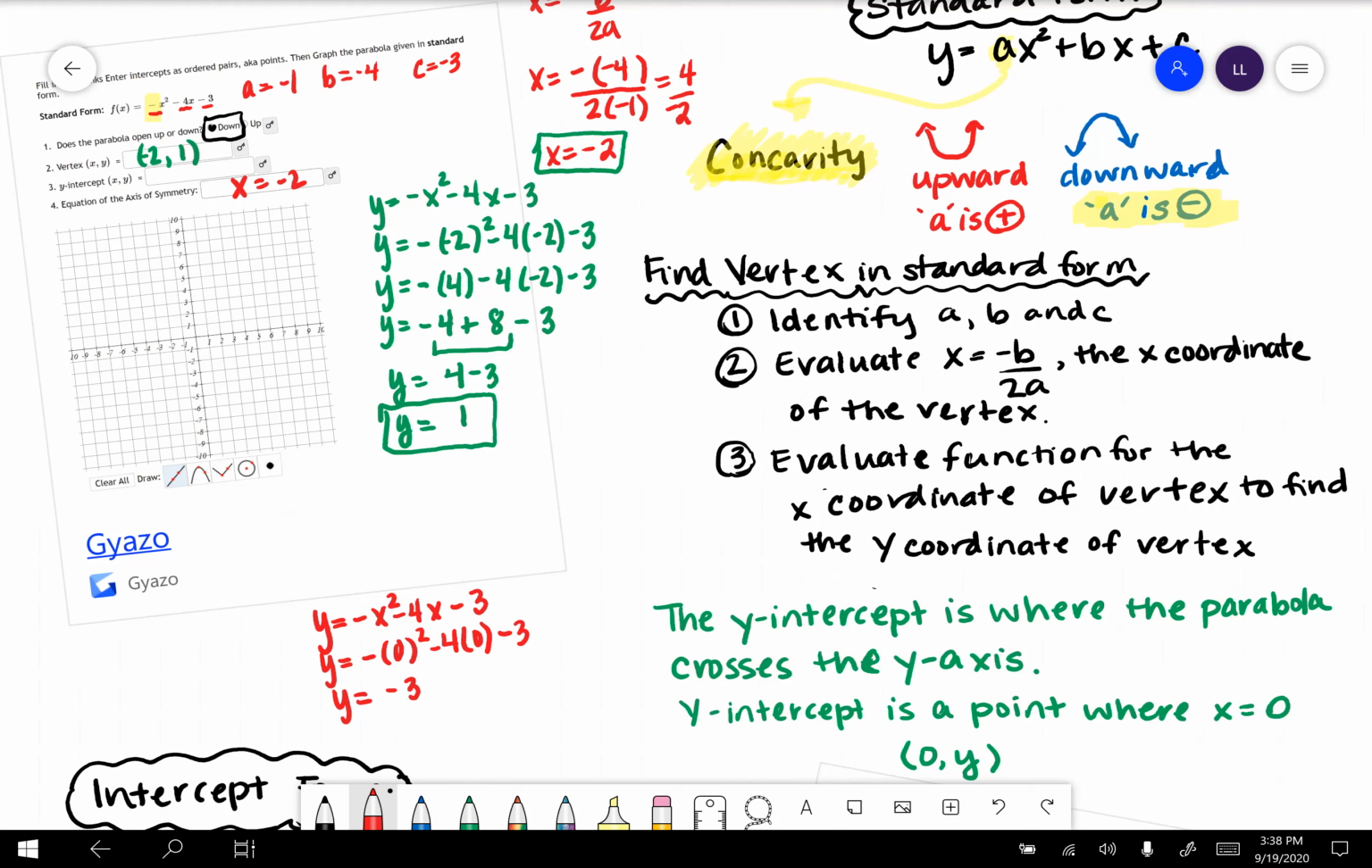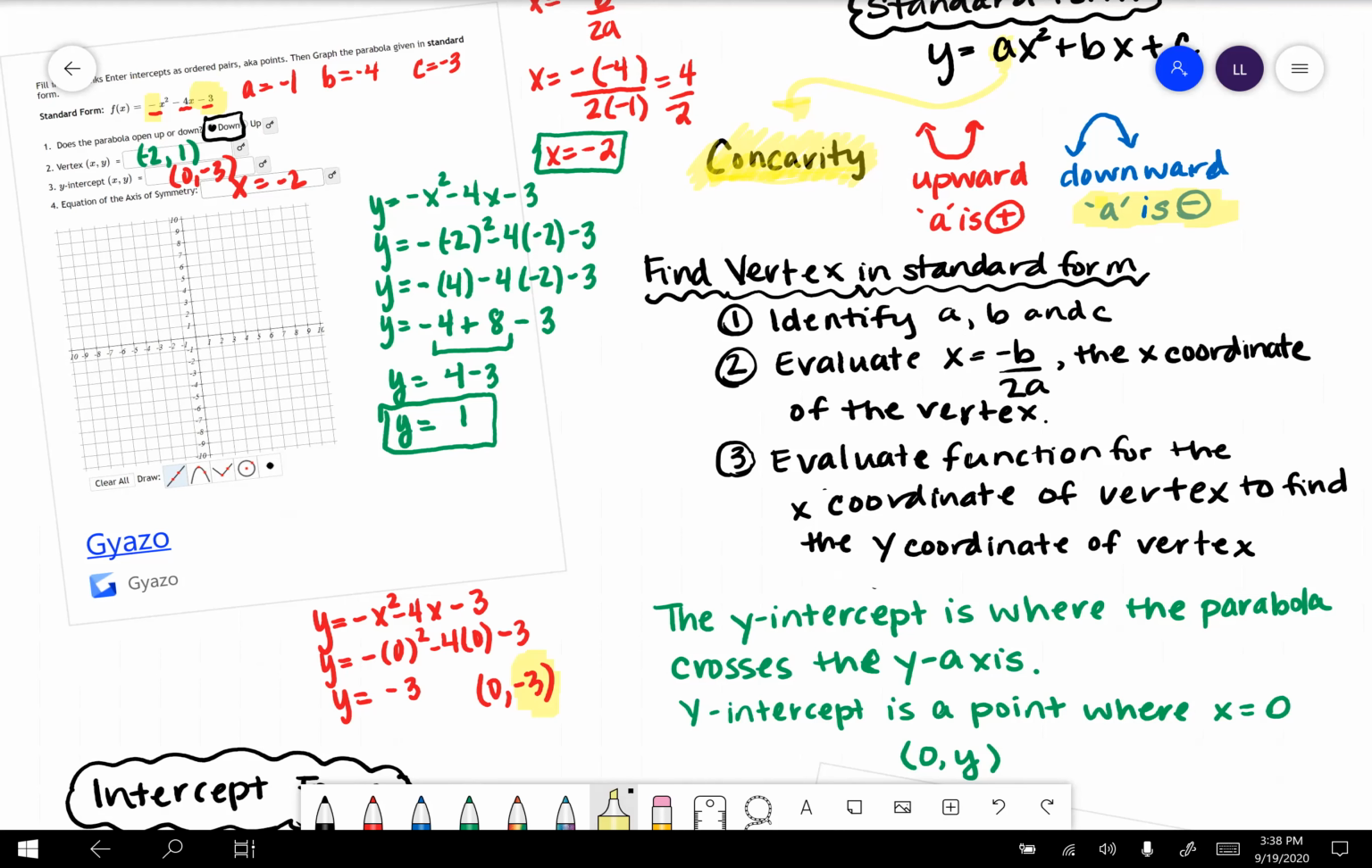So my y-intercept is (0, -3), because 0 is the number that I plugged in for x. Notice that my y-intercept is the last number, which is c. So that always happens in standard form: the constant term is the y-intercept.